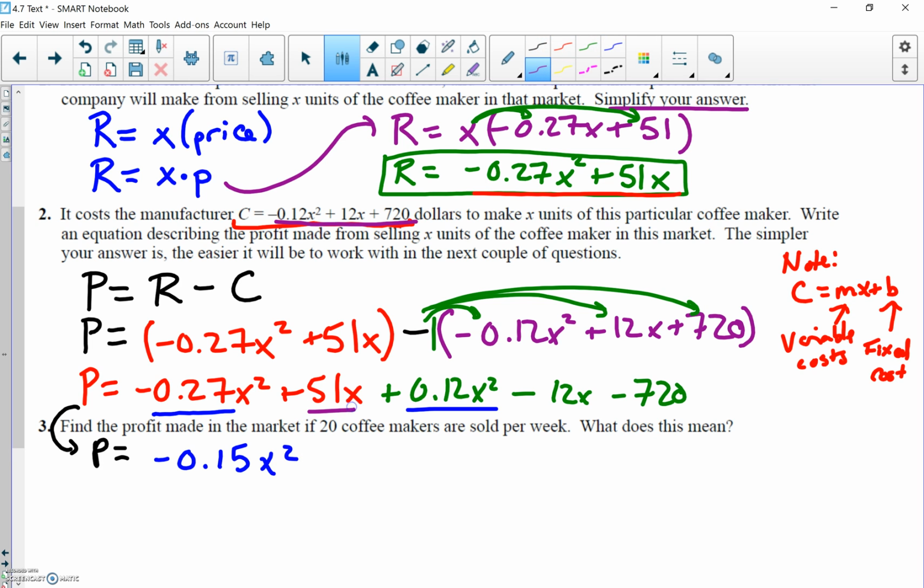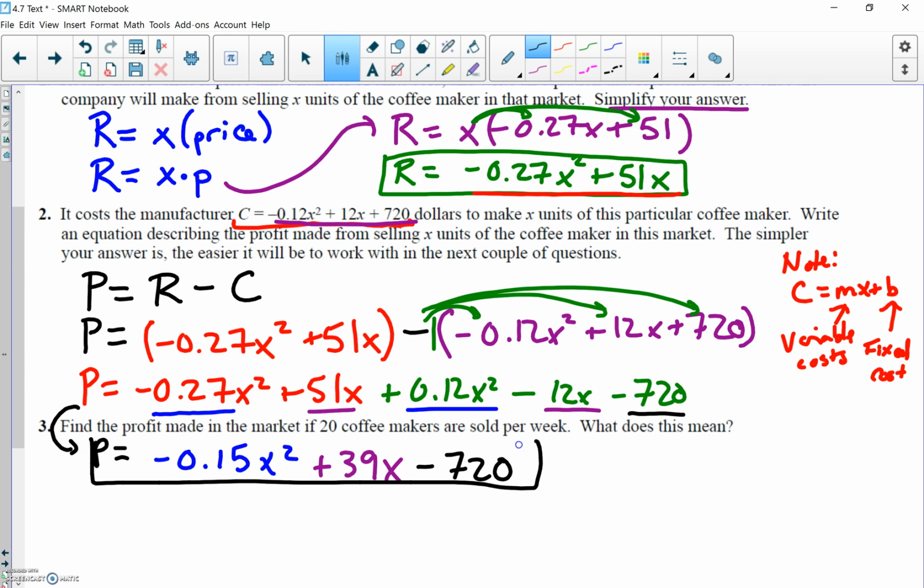Then I look through for all my x's. So I have a 51x and a negative 12x. So those add up to 39x. And then last but not least, the only thing left over is my negative 720, what we call our constant term. And we'll carry that on down. So that is your simplified profit equation.